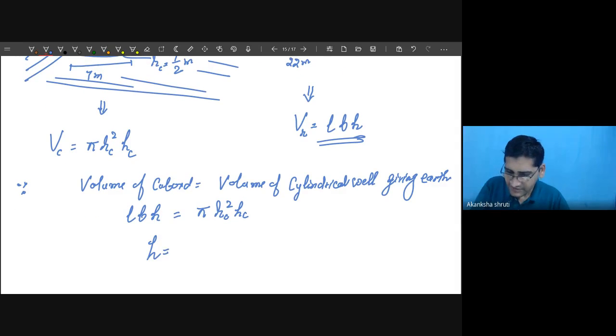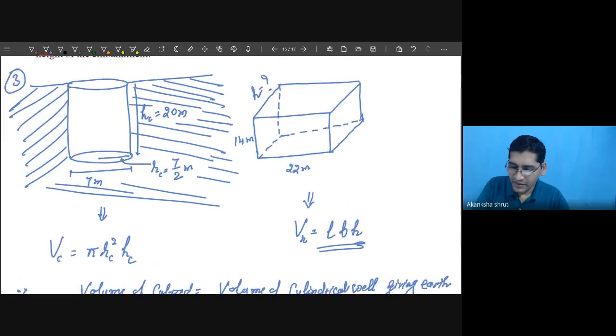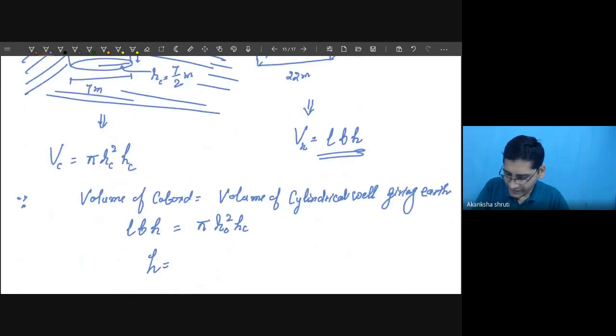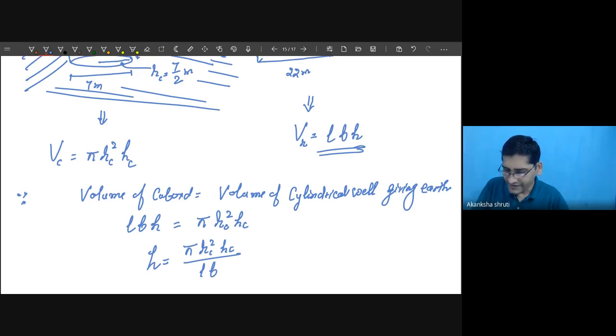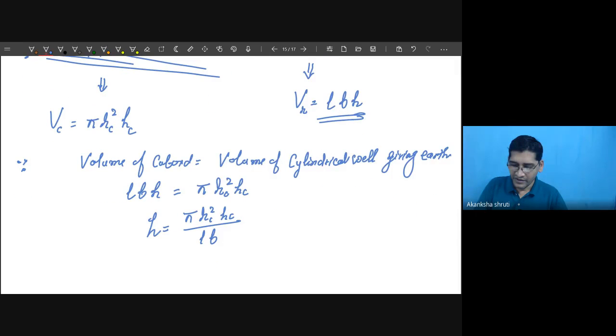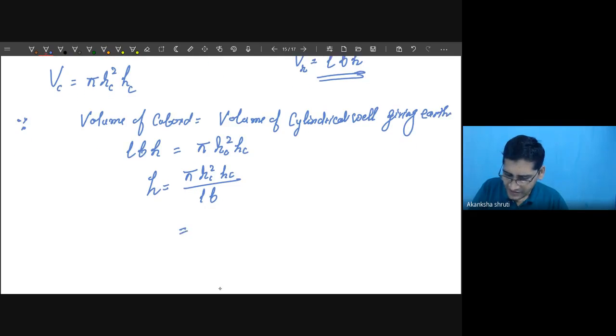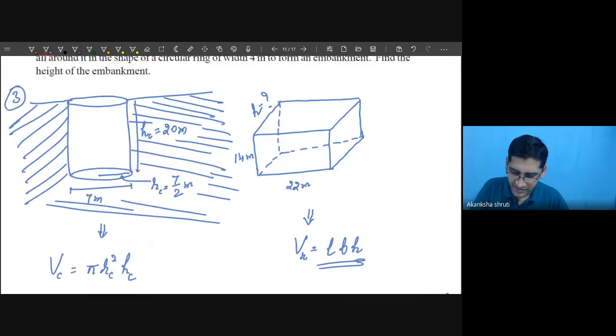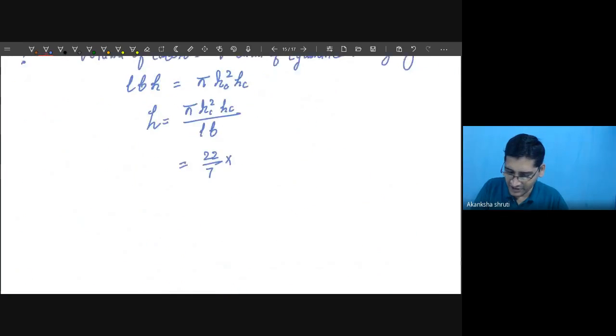So the height of this earth placed in the rectangular form is obtained by just dividing pi RC square HC by L into B. Now after rearrangement, just substitute the numerical values or the data given to us. So this can be written as pi as 22/7 into HC, cylindrical shape, and RC. HC is 20 and RC is 7/2.